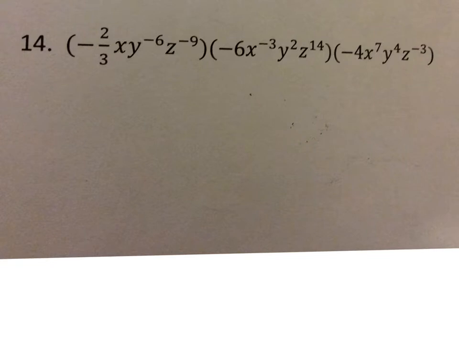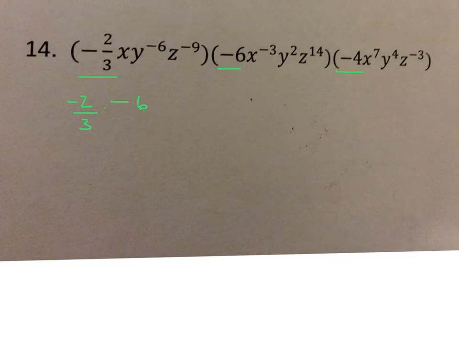Okay, number 14 is a long one. So here we go. Let's start with the coefficients. So we have negative 2/3, negative 6, negative 4. So I'm going to take negative 2/3 times negative 6 times negative 4.